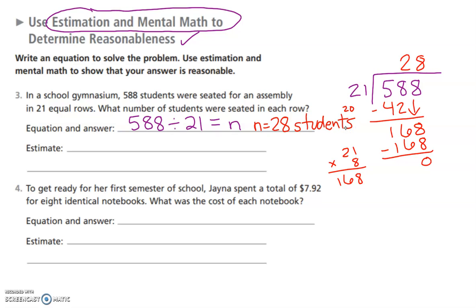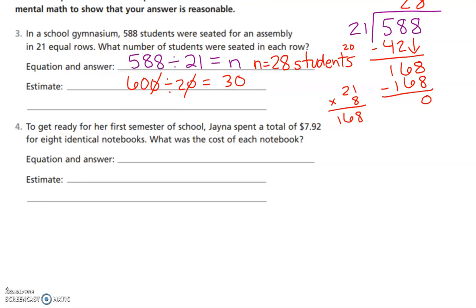So now let's do the mental math. Now you're actually going to still use some estimation, which is really just rounding, and I'm going to think of this as 600 divided by 20. Okay? Well, I know that when I divide, I can actually get rid of those zeros. And 60 divided by 2 is 30, and 30 is definitely close to 28, so I am good.